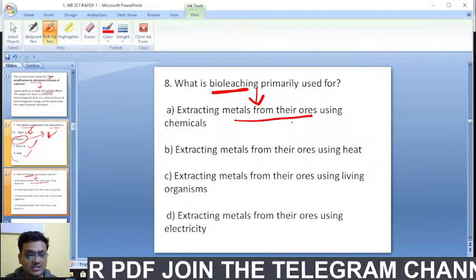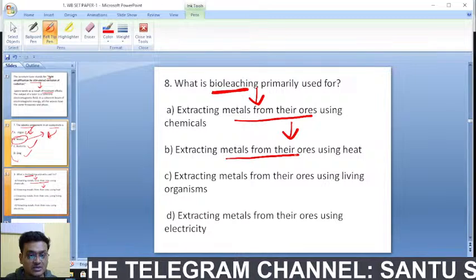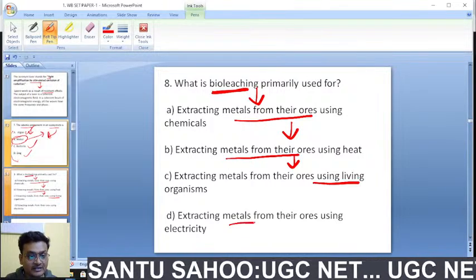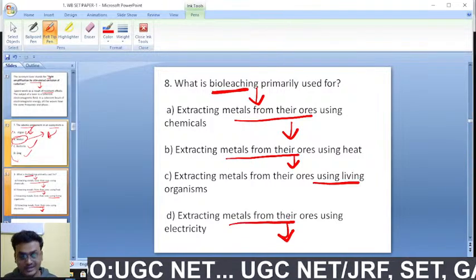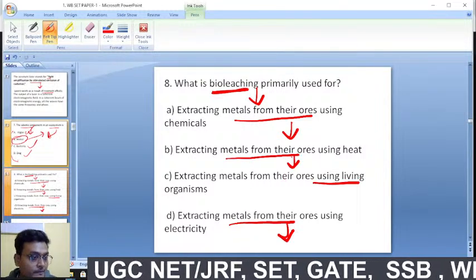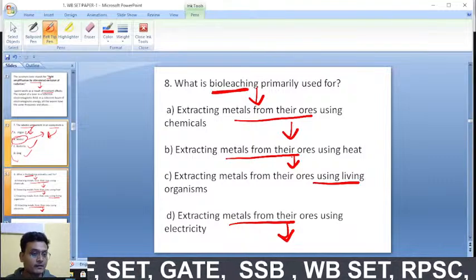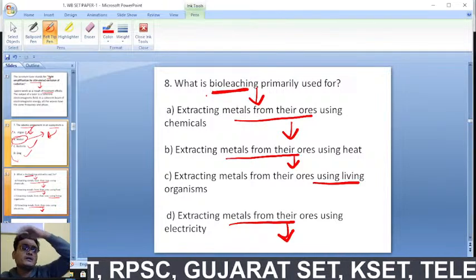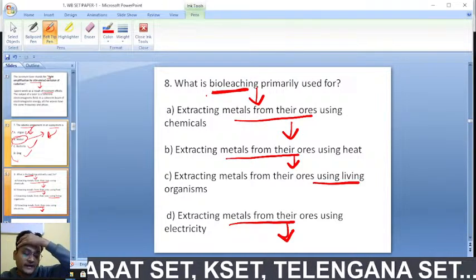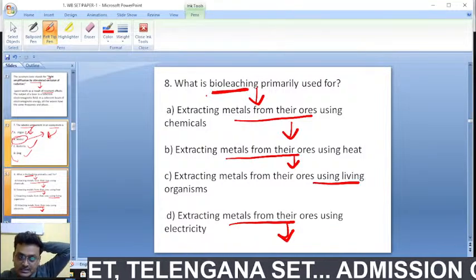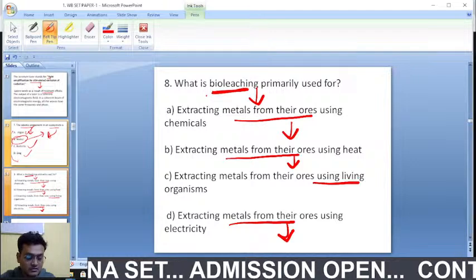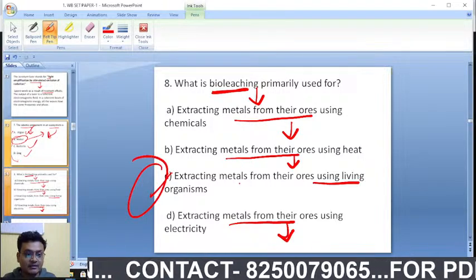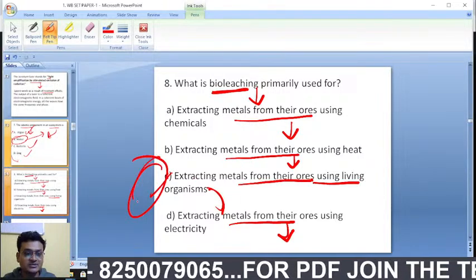Extracting metals from their ores using chemicals. Extracting metals from their ores using heat. Using living organisms. Extracting metals from their ores using electricity. What is bioleaching? These are new terms: bioremediation, bioleaching, phytoremediation. We learn these three terms here. It's bioleaching, I told you, exactly, living organisms. Excellent. Extracting metals from their ores using living organisms is bioleaching.